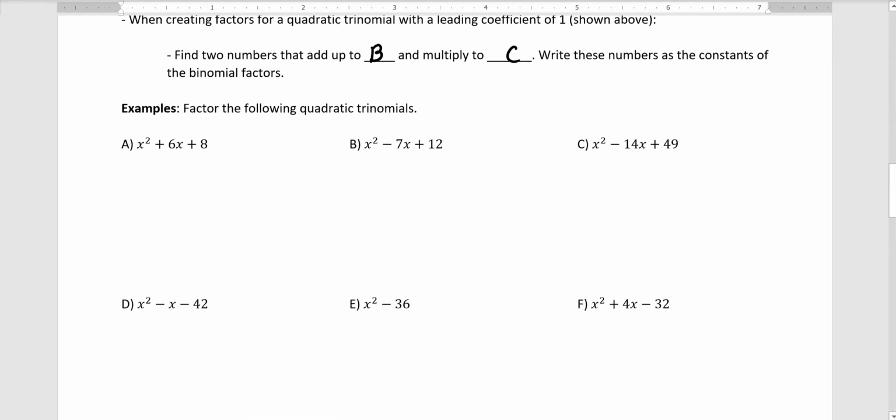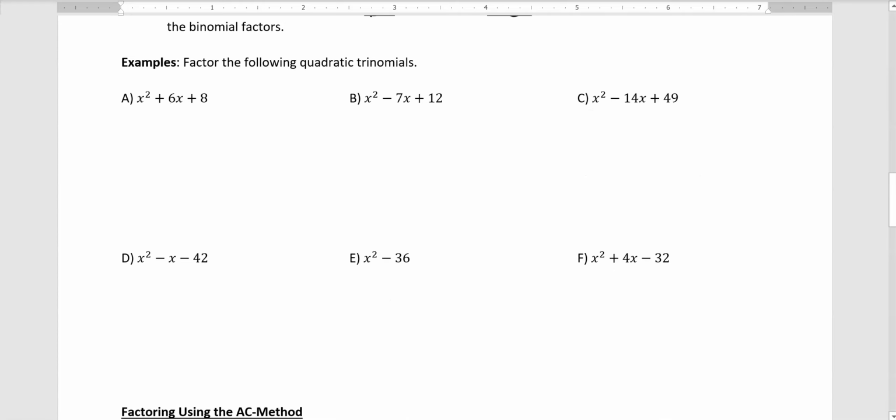So if we look at letter A here, x squared plus 6x plus 8, I want to find 2 numbers that add to 6 and multiply to 8. So we'd say b equals 6, c equals 8.